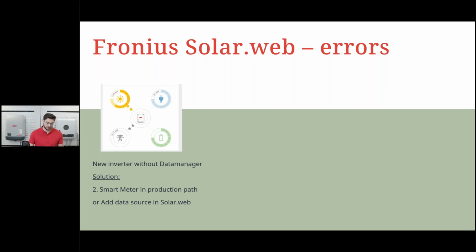And in our scenario, we have a second inverter built in, but without a data manager. So we are not able to interconnect it on SolarWeb. There would be two solutions actually. We can either add a secondary smart meter in the production path and add it to the GEN24 inverter, or we add a data source, the Data Manager 2.0, and add it to SolarWeb. Both options would result in the same thing. We resolve this weird looking bubble chart in SolarWeb.